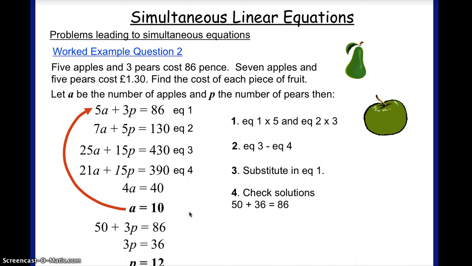Okay, so check your solution. 50 plus 36 is 86. Second one, 70 plus 60 is 1 pound and 30 pence. So here, this is 10 pence for an apple and this is 12 pence for a pear.